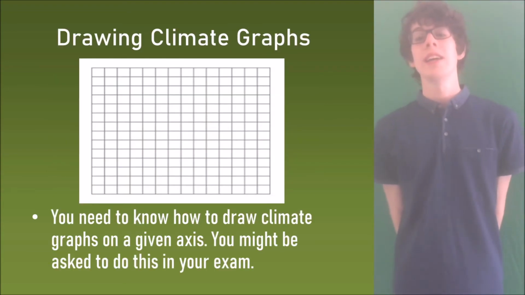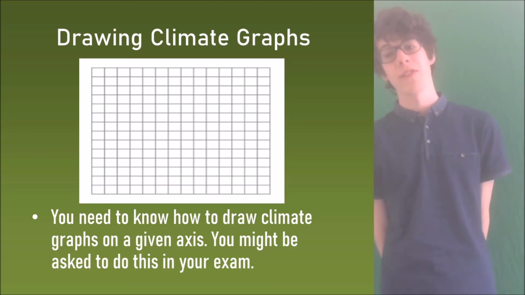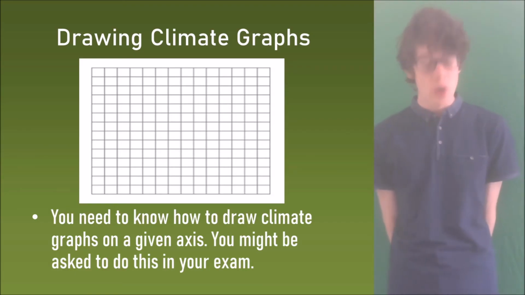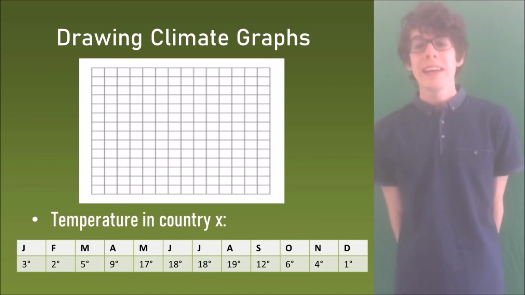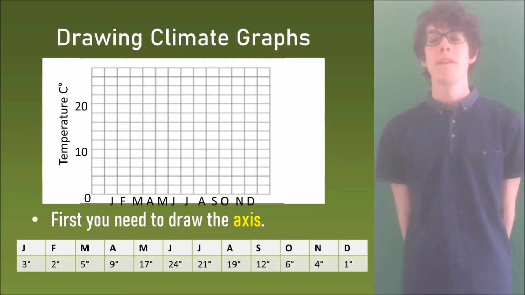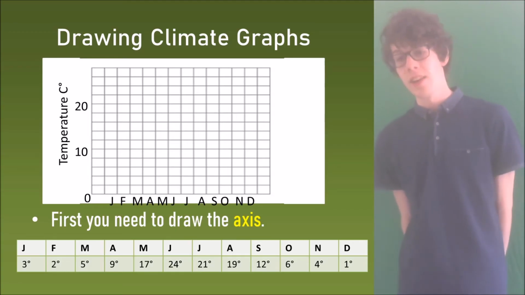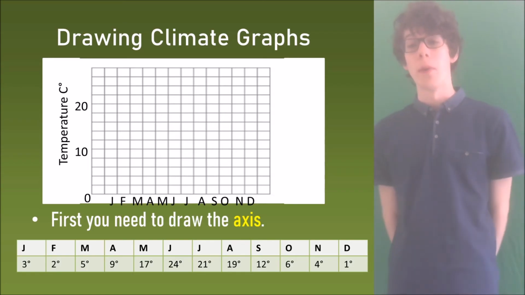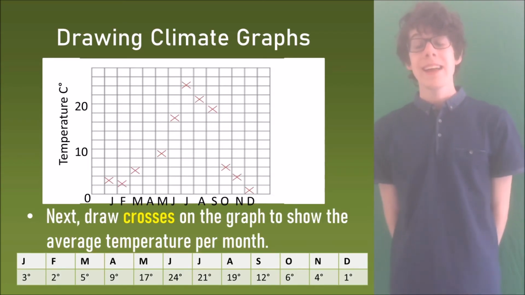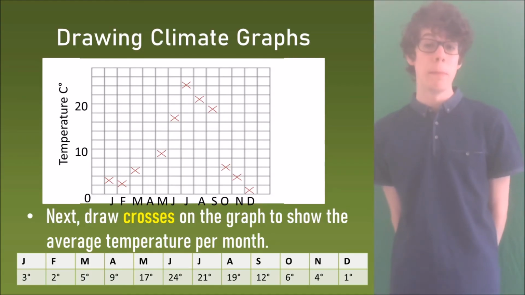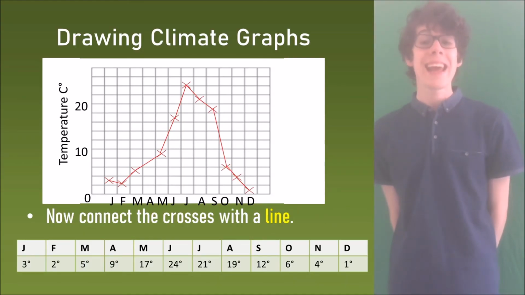Okay, so you need to know how to draw climate graphs on a given axis. You might be asked to do this in your exam, so it's really important you know what you're doing. So, here is the temperature in country X. First, you need to draw the axes. So, you've got temperature on one axis and the months along the bottom. Next, draw crosses on the graph to show the average temperature per month. Then connect the crosses with a line.